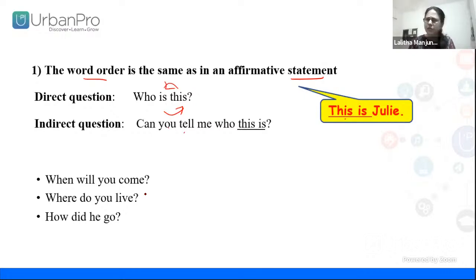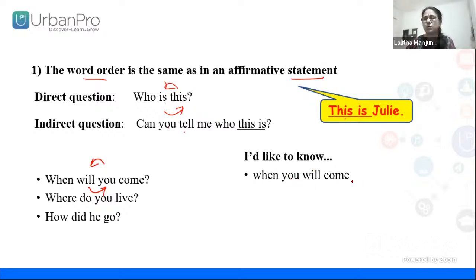So when will you come? How will I make the indirect question for that? I would like to know when you will come. So this gets interchanged because the statement order will be you will come tomorrow. The statement order is subject plus verb, whereas here it is question word plus helping verb plus subject.